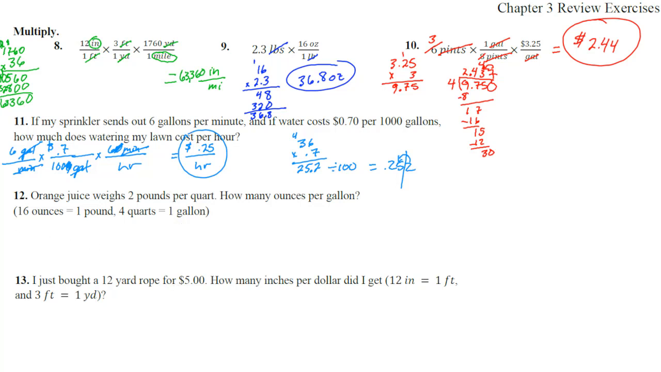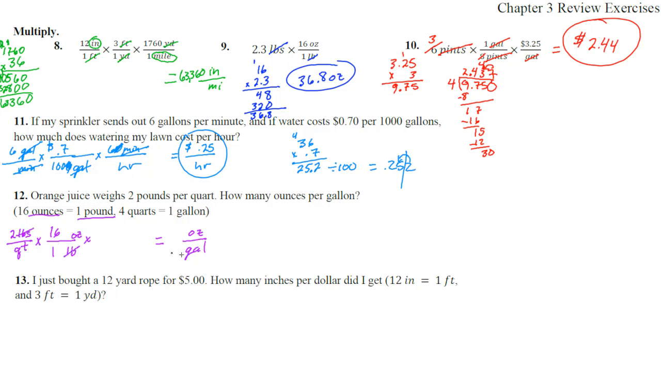Number 12. Orange juice weighs 2 pounds per quart. I'm going to put that up there, 2 pounds per quart. How many ounces are there per gallon? So if they're 2 pounds per quart, we got to times it by something, and we got to make it equal ounces per gallon. So the first thing we look at, we've got to change pounds into ounces. So we could write 16 ounces per pound or 1 pound per 16 ounces. Well, we want ounces on top, and we want pounds on the bottom. So 16 ounces for 1 pound. Good. That'll get rid of the pounds.